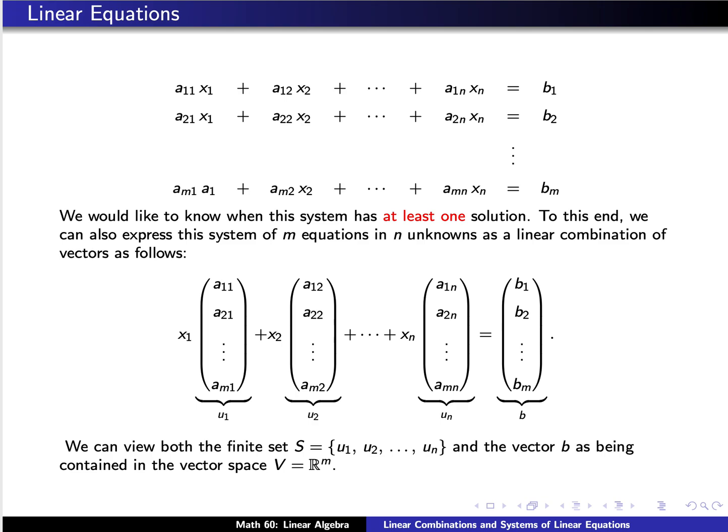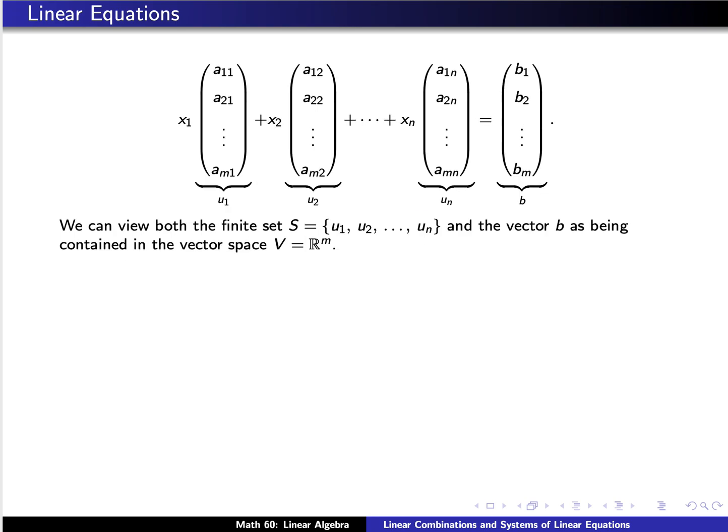We're going to try to view this set of equations in terms of a finite set S, where this S simply consists of the coefficients a11, a12, so on and so forth, coming from this system of equations. So again, our system of equations now can be written in terms of just one equation, but involving vectors.